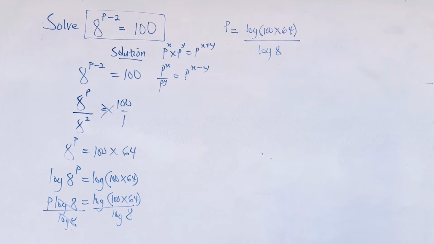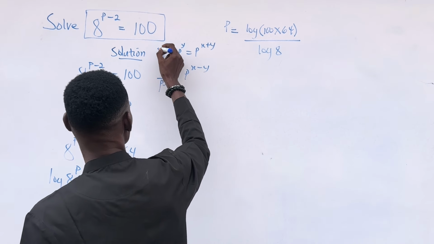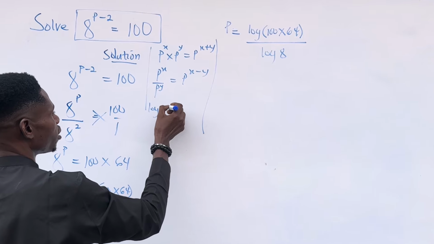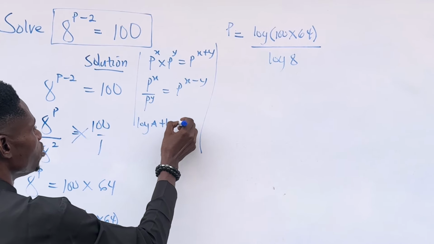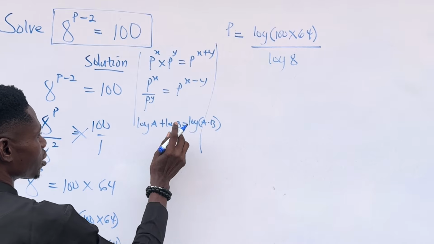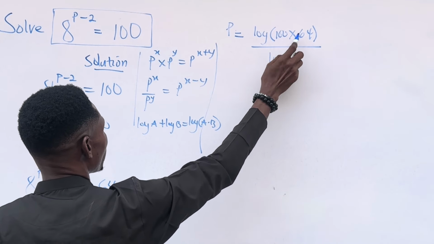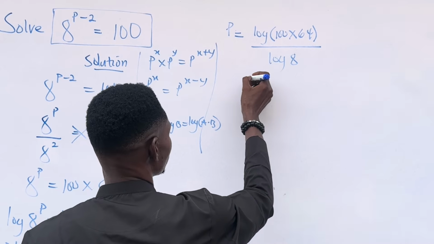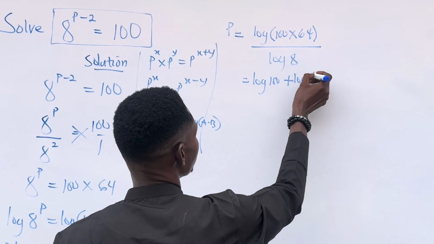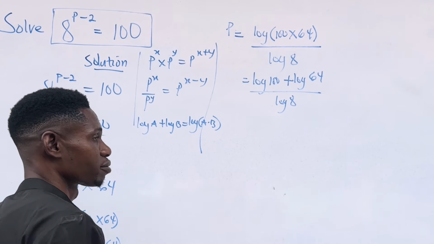Okay, now there's a law of logarithm that says, if you have log a plus log b, that's log of a multiplied by b. That's log of a multiplied by b is log a plus log b. So we can see this as our a and b. So this can give us log 100 plus log 64, divided by log 8.